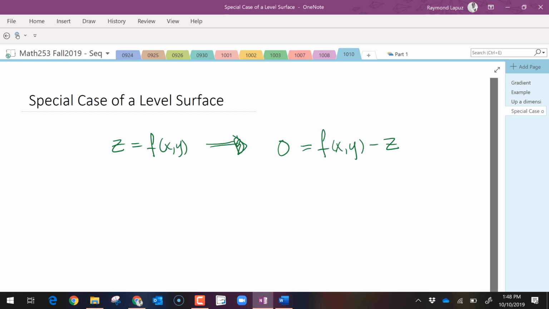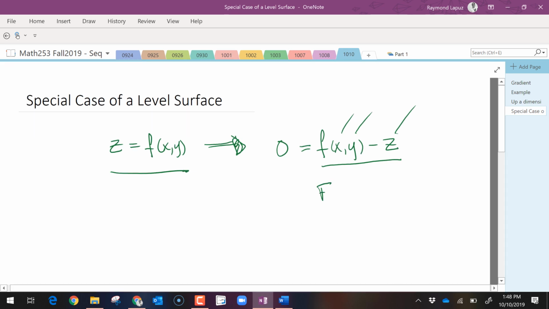Now this is a surface. Now we can think about this also as a level surface of a four-dimensional function, because now you have a function of x and y and z, right? So we could say this is just some other function of x, y, z, and that's equal to little f of x, y, just two variables, minus just the third variable, z. And if you let that equal a constant, then that's a level surface. Is that okay so far?